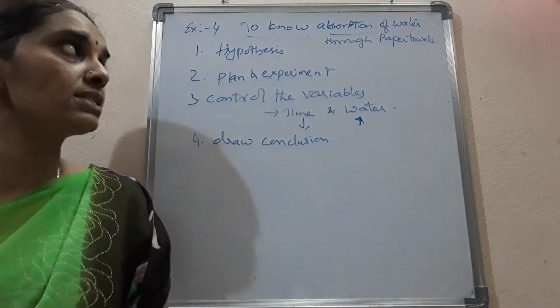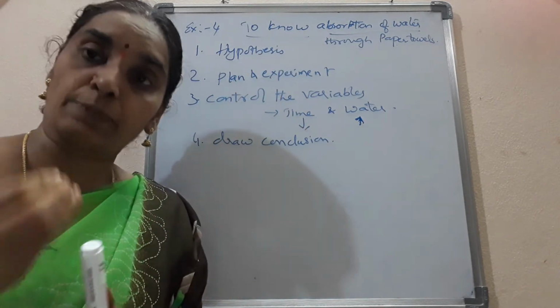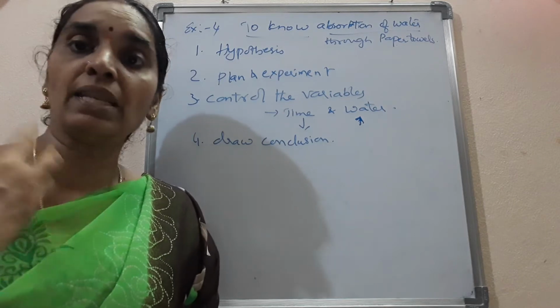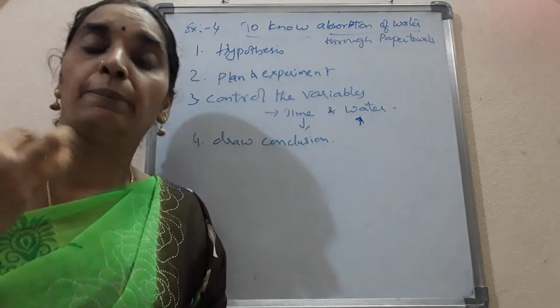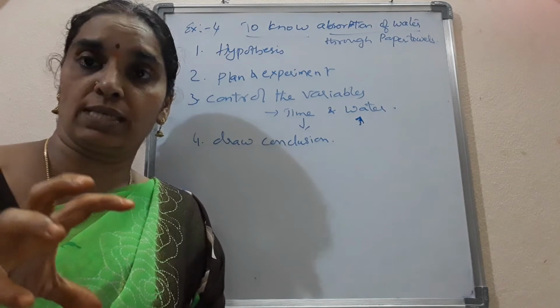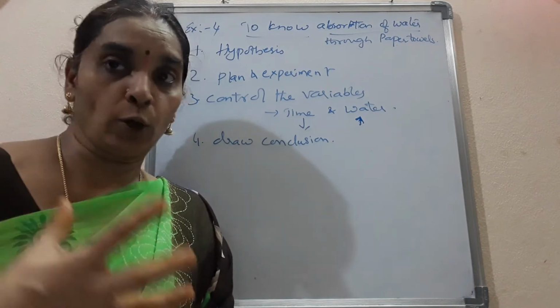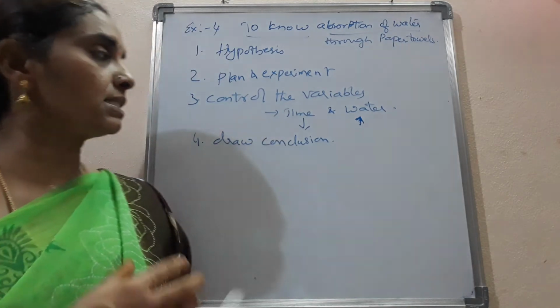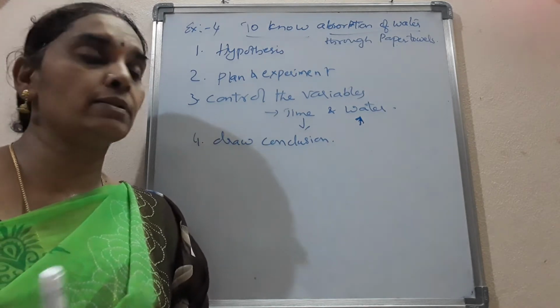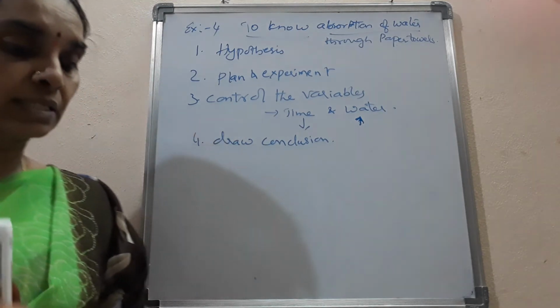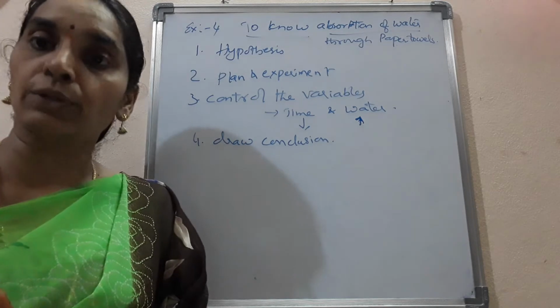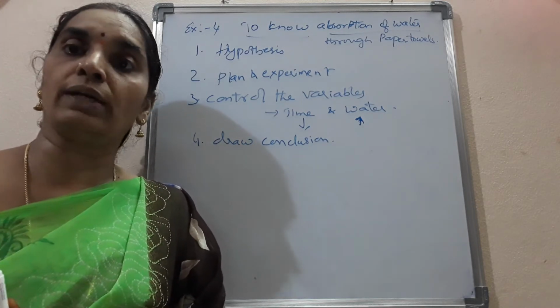So this differs from experiment to experiment, depending on the problem that arises. The process skill that the scientist or the person uses depends upon the problem. Is it clear, children?